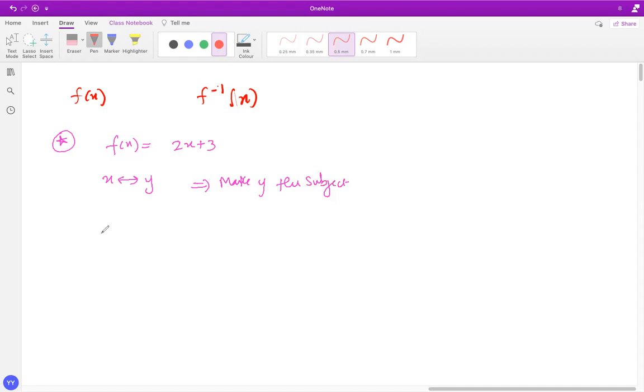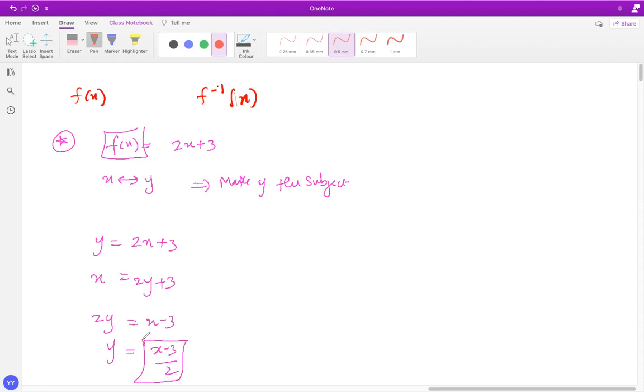So, for example, let's say y equals 2x plus 3. As you know, f(x) is nothing but y. So y is 2x plus 3. Interchanging x with y gives x equals 2y plus 3. When you solve for y, 2y is x minus 3, so y is (x minus 3) over 2. This is the inverse function.